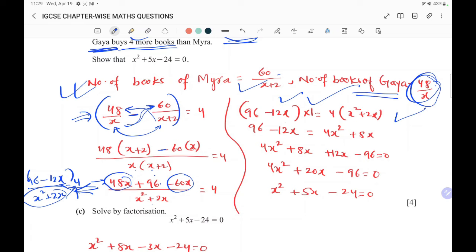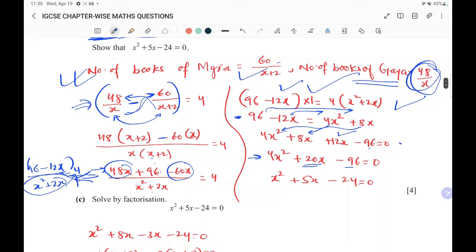Now 4x squared plus 8x. This 4x squared I have written over here, and this 8x I have written here. Minus 12x, when you shift to the right side, it is plus 12x. And when you shift 96 to the right side, it is minus 96, and here nothing is left, so that is 0, which I have written here. Now this is 4x squared, and 8x plus 12x, that's 20x, minus 96 equals 0.